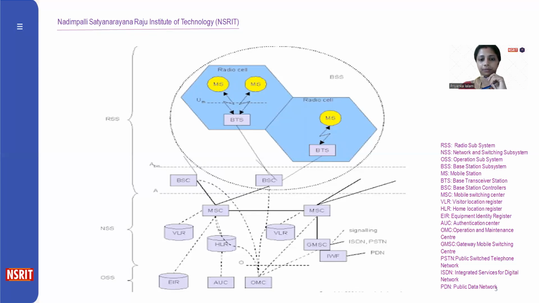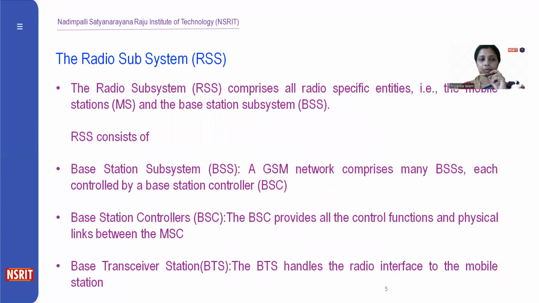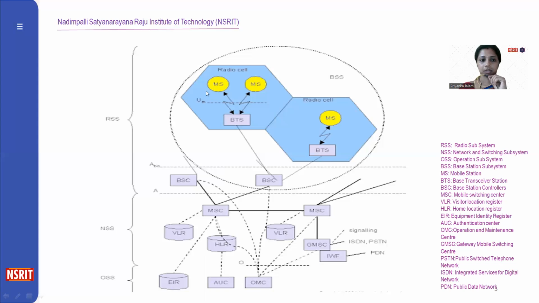In this, we have three subsystems. One, the radio subsystem, known as RSS; the next one is the network and switching subsystem, NSS; and finally the operation subsystem, OSS. Coming to the radio subsystem, RSS, this upper part of the GSM is called RSS. In this, we have the MS, meaning mobile station. From that, it will communicate through the BTS.